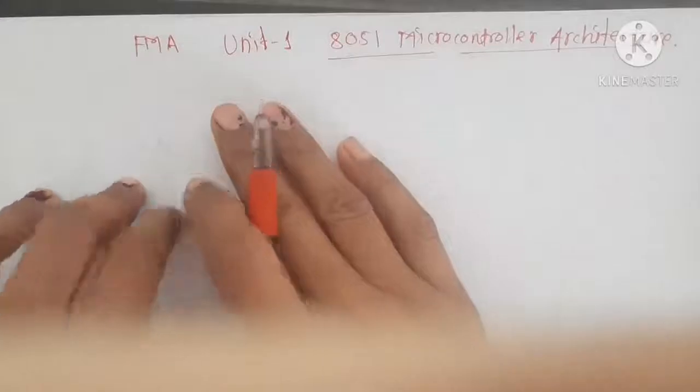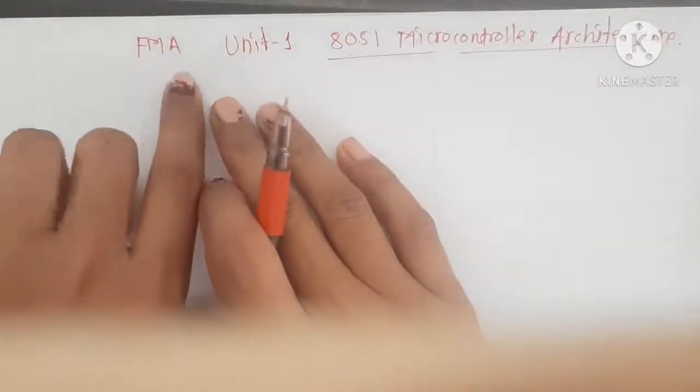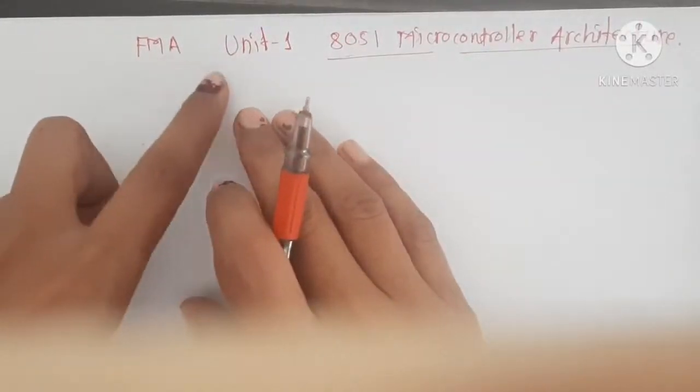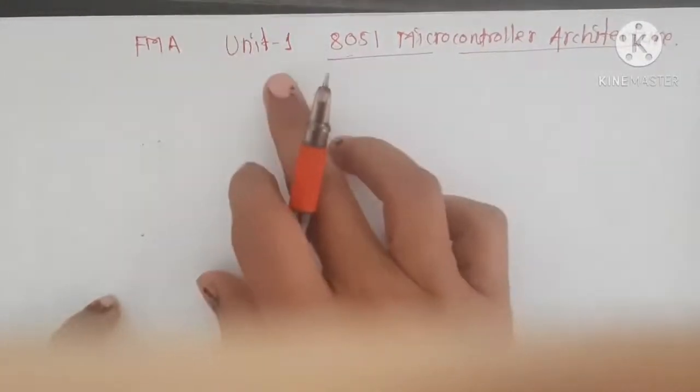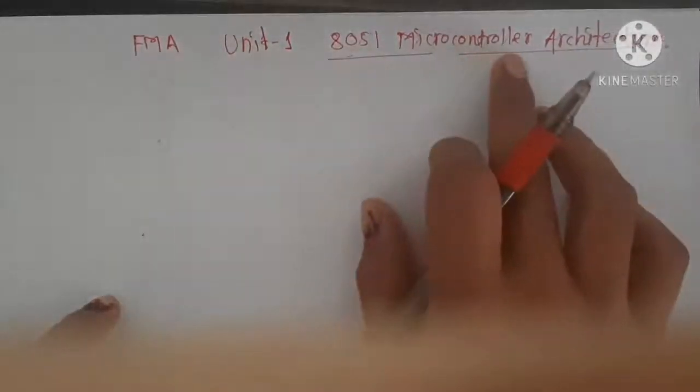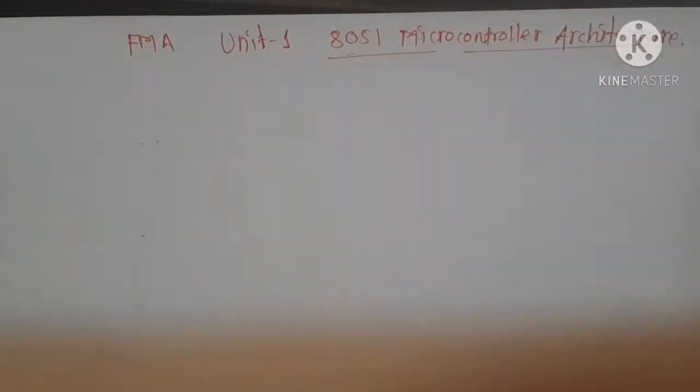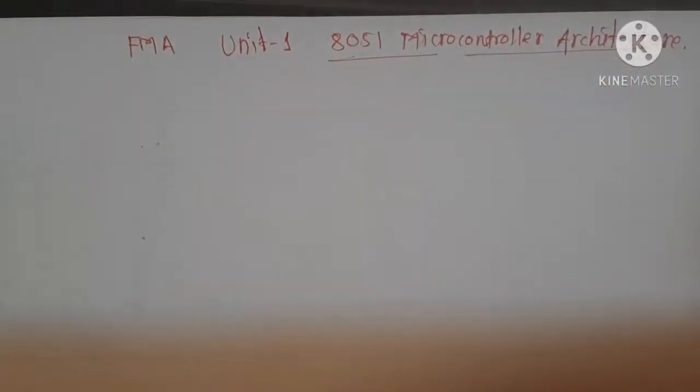Today I am going to teach you the second semester subject, that is FMA, meaning Fundamentals of Microcontroller and its Architecture. So unit one is 8051 Microcontroller Architecture. In this unit we will study the 8051 microcontroller in detail, means its block diagram, what is the architecture of the 8051 microcontroller, and what are the features of the 8051 microcontroller.